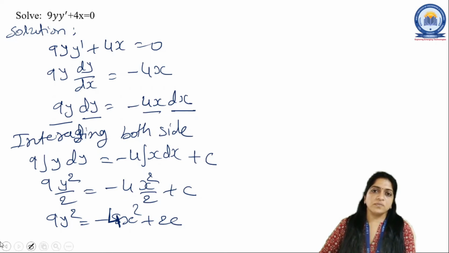So students, today we learned about the formation of the differential equation and the first method of the first order and first degree ordinary differential equation, that is the variable separable method.